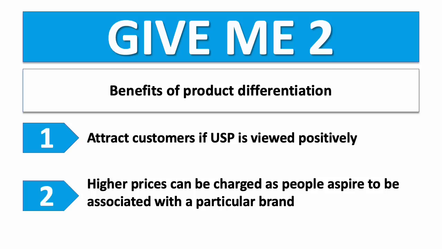So the 2 benefits of product differentiation, we've got one linked to USP and one linked to the brand. So we've got attract customers if USP is viewed positively. And linked to the brand, we have higher prices can be charged as people aspire to be associated with a particular brand. So for example, Gucci can get away with charging very high prices for their products because people are prepared to pay those high prices because they want to be seen to be wearing or have an accessory from that particular brand.